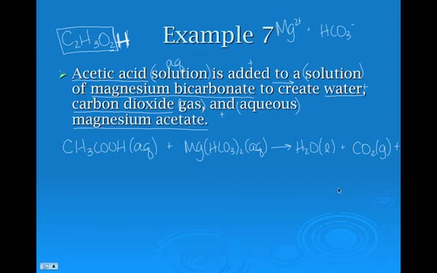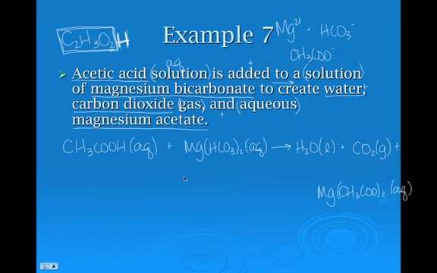I'm going to write that down here because I'm kind of running out of room. So magnesium is still a +2. This right here, C2H3O2, or you can write CH3COO, that is the acetate ion, and it actually has a -1 charge. So I'm going to write it like that. Magnesium, and magnesium's a +2, acetate's a -1, so I'm going to need 2 CH3COOs. And like the question said, that is aqueous.